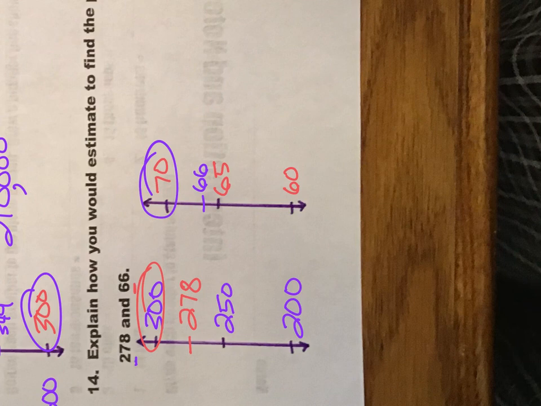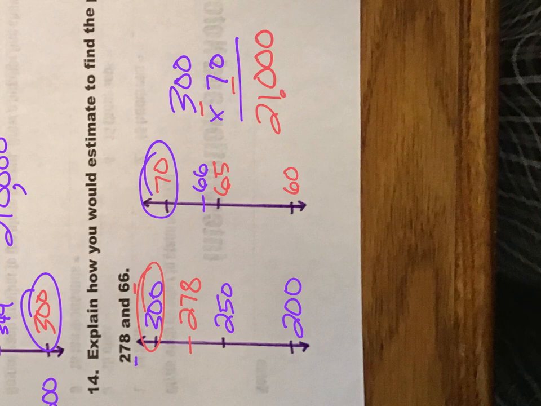So to estimate it, we would take 300 and we would multiply that times 70. Again, if we look at the front end, the 3 times the 7, that's going to be 21. And we will notice there's a total of 3 zeros in the problem. So we're going to have 3 zeros in our product. So our estimated product is that the answer is 210,000.